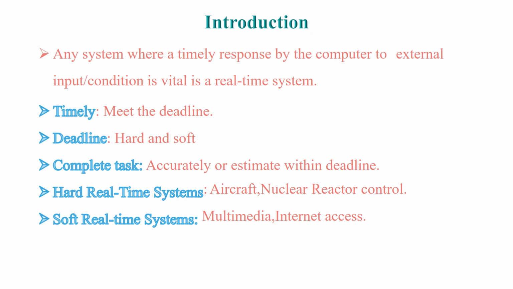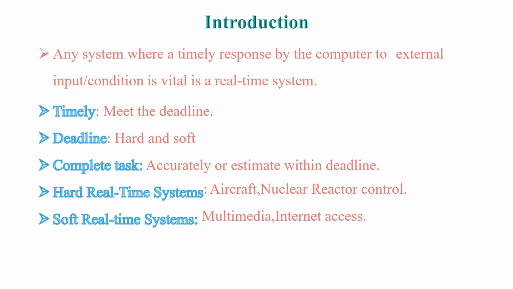We can say the aircraft and nuclear reactor control should meet the deadline, otherwise the loss is very high. So what is a soft real-time system? If deadlines can be missed occasionally, that is acceptable with a low probability, then the system is called a soft real-time system. So in a soft real-time system, even if the system fails to meet the deadline once or more than once, the system is still not considered to have failed. An example we can give is multimedia and internet access.